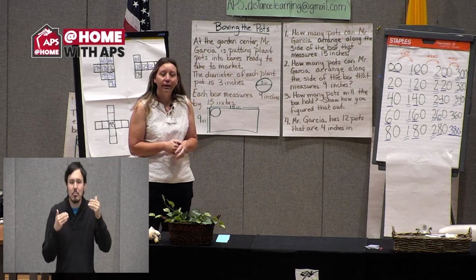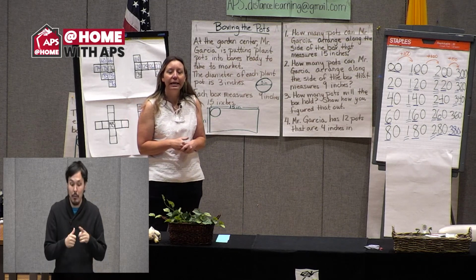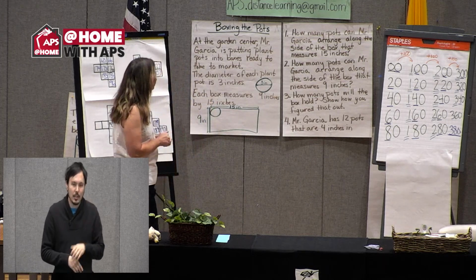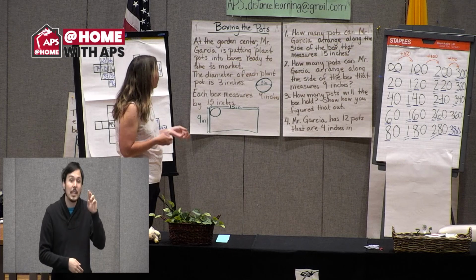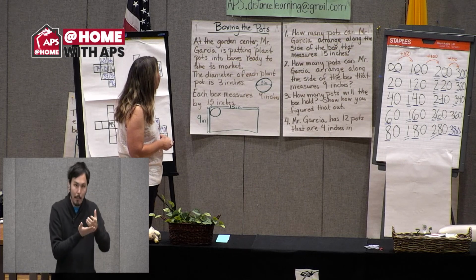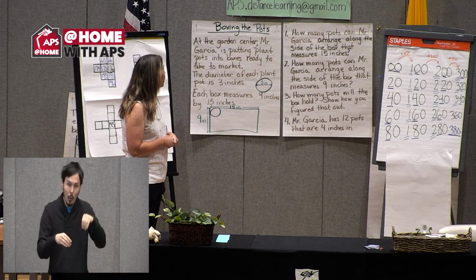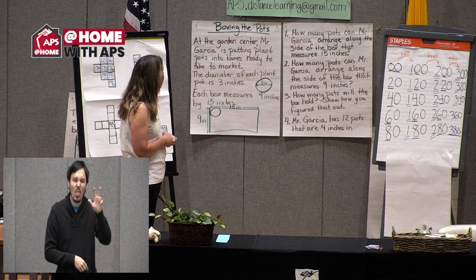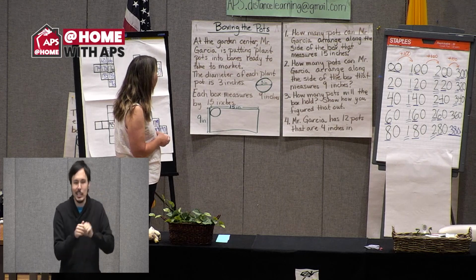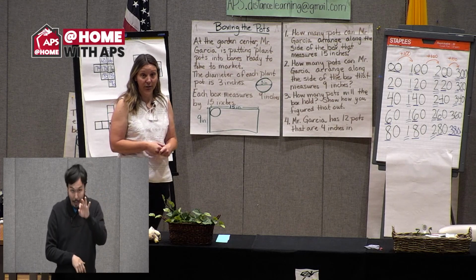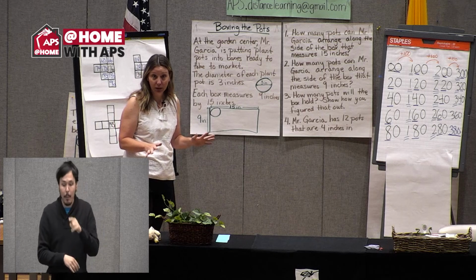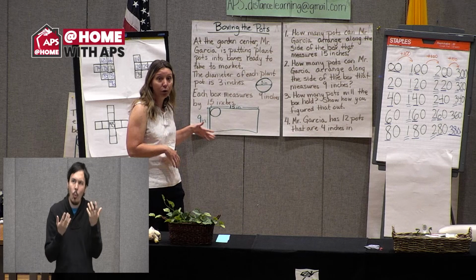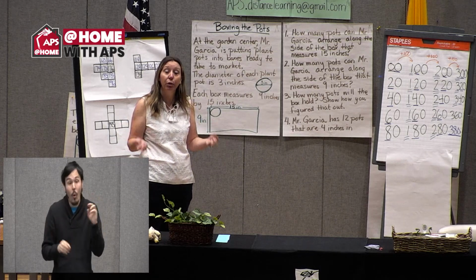So our first thing we're doing is called boxing the pots. At the garden center, Mr. Garcia is putting plant pots into boxes, ready to take to the market. The diameter of each plant pot is 3 inches. Each box measures 9 inches by 15 inches. So let's stop there. Let's think about what information do we have, or if we have any information that is relevant to what we need.